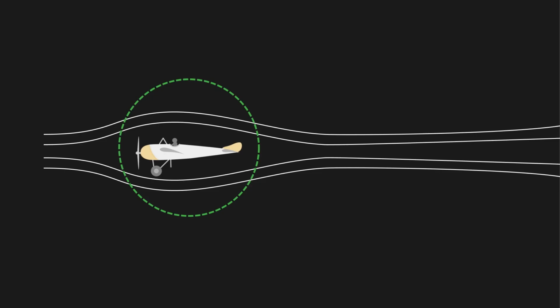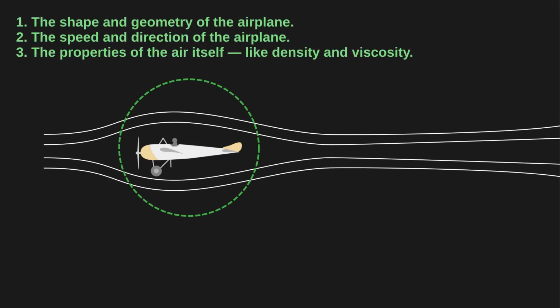So what do we need to actually solve the problem? The shape and geometry of the airplane, the speed and direction of the airplane, or equivalently the air moving past it, and the properties of the air itself, like density and viscosity. These three points are exactly what we will explore in the upcoming videos.